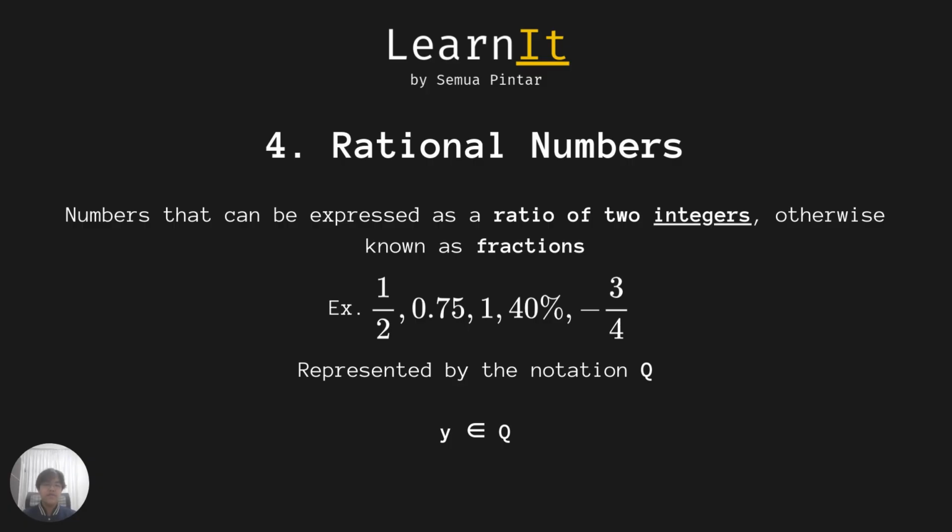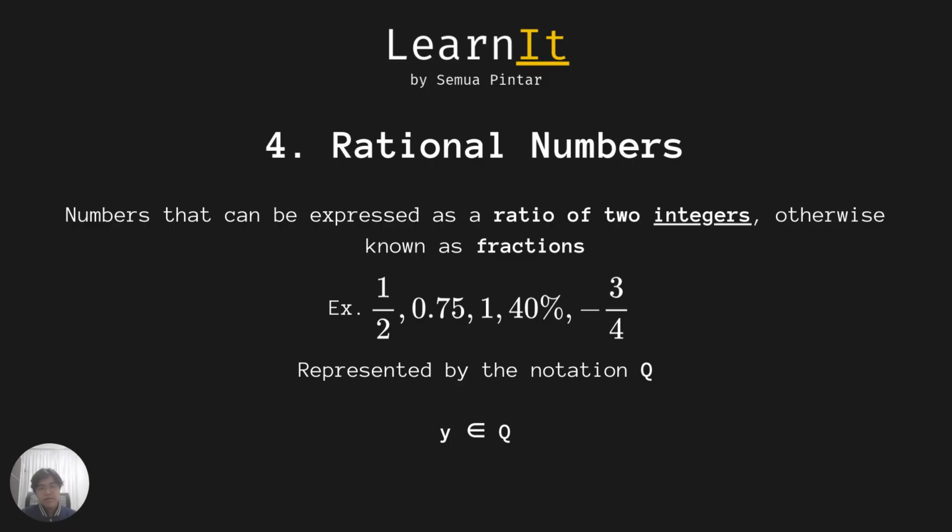Next, we're moving on to rational numbers. Rational numbers are numbers that can be expressed as a ratio of two integers, otherwise known as fractions. A few examples of rational numbers are 1 over 2, or half. This is obviously a rational number because it is already explicitly in the form of a fraction. As we go on, we'll notice that these numbers are not fractions, however, they can be expressed or converted into a fraction.